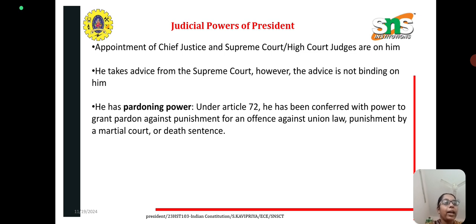He has a pardoning power under Article 72. He has been conferred with the power to grant pardon against a punishment for an offence against a union law, punishment by a court martial, or a death sentence.